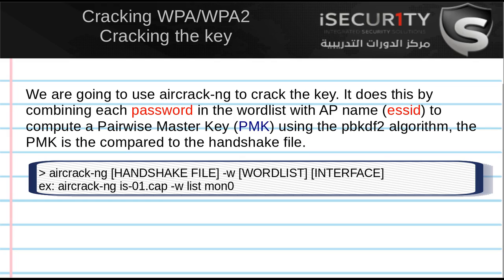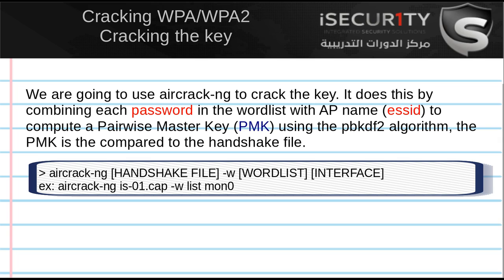We saw in the previous video how we can use aircrack-ng to crack WPA encrypted passwords using a word list. In the previous video, aircrack-ng went through our word list. It combined each password in the word list with the ESSID to create the PMK using the PBKDF2 algorithm, and then compared the PMK to the handshake. If the PMK was valid, then the password that was used to create the PMK is the password we're looking for. If it's not, it just went to the next password and created a PMK from it.